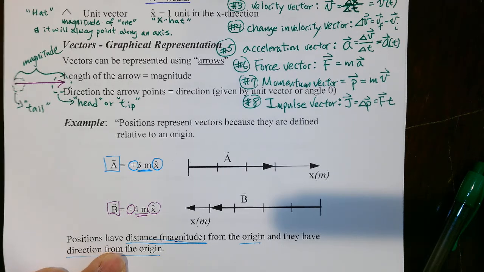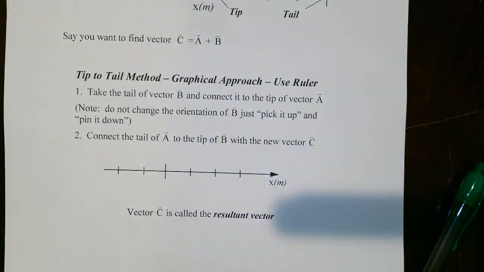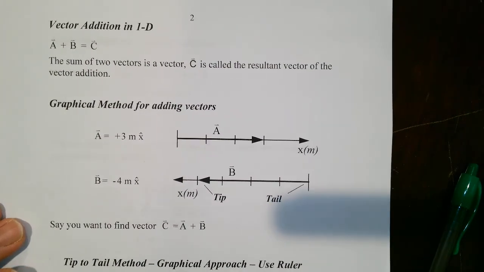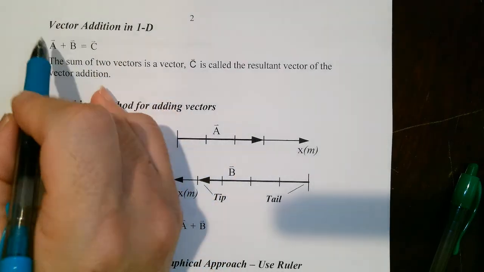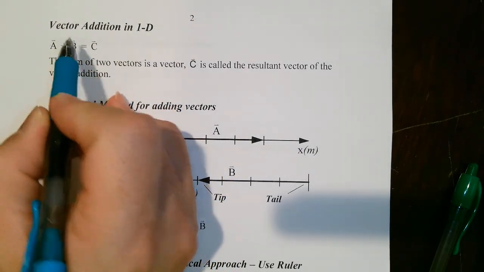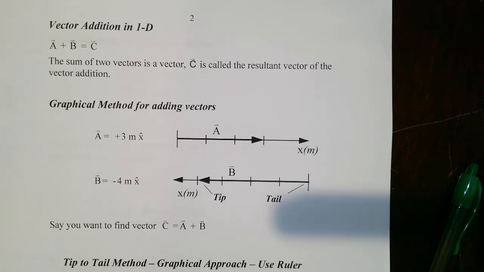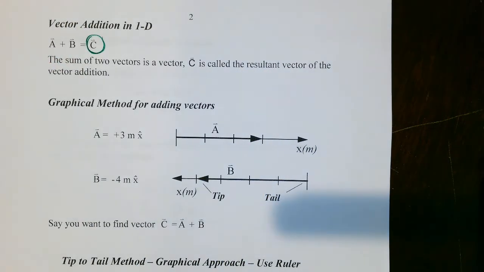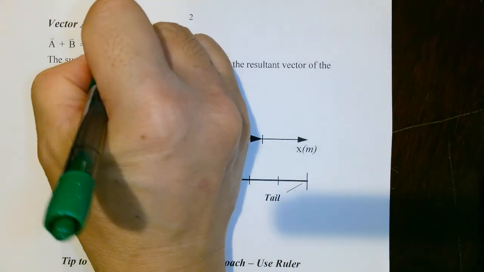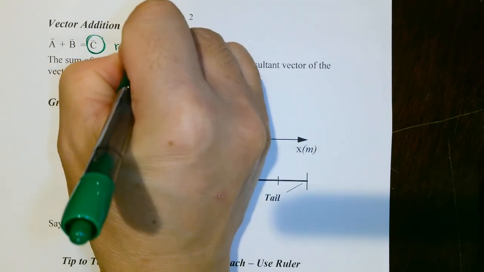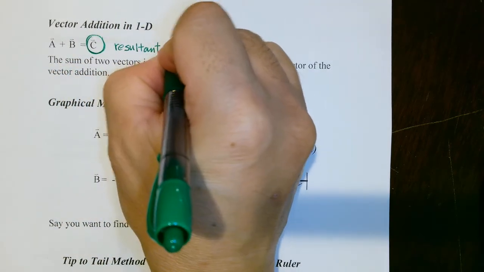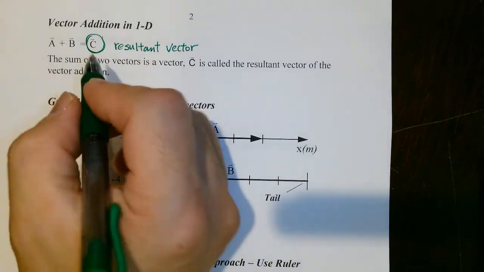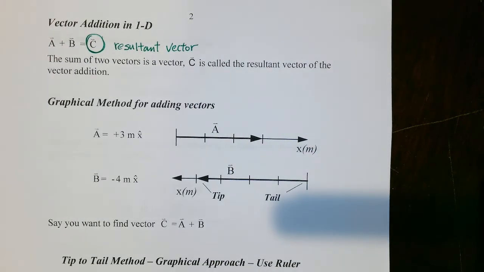All right, so these vectors now can be added. So if we were to add vectors graphically, let's say I add the A vector plus the B vector. When I add two vectors, I get a whole new vector C, which we call the resultant vector. The resultant vector is another vector that's pretty much born out of adding these two vectors. Okay?